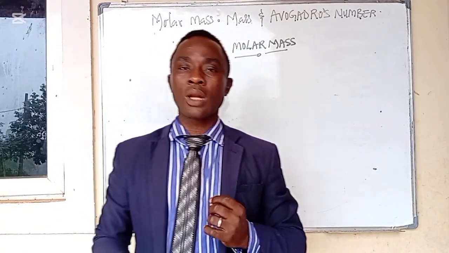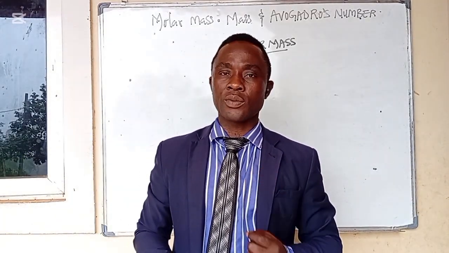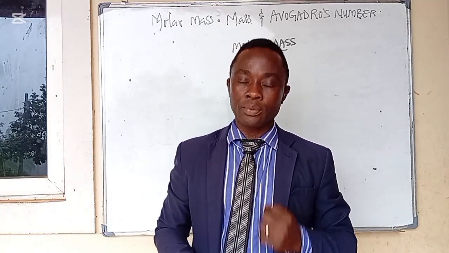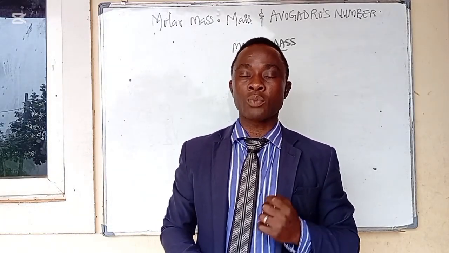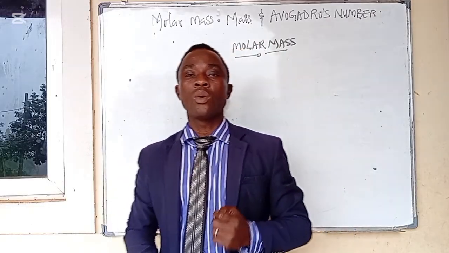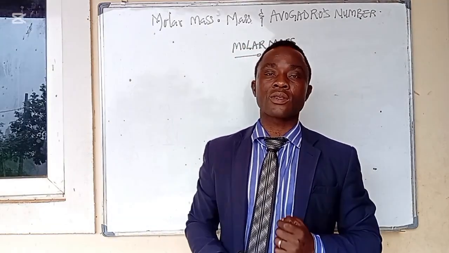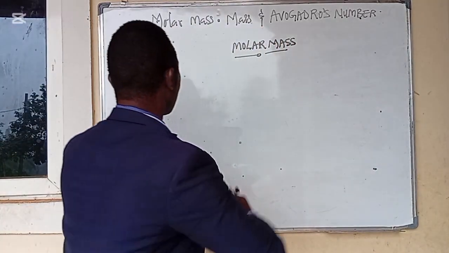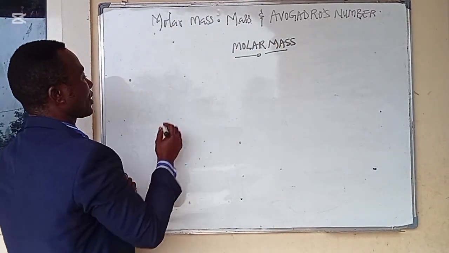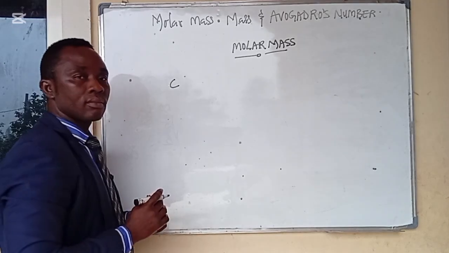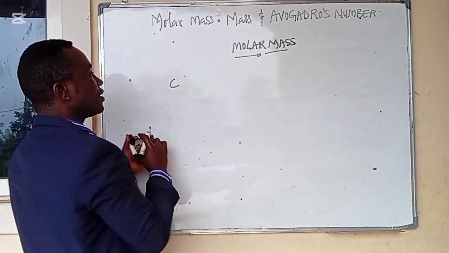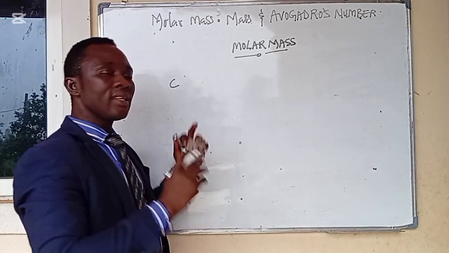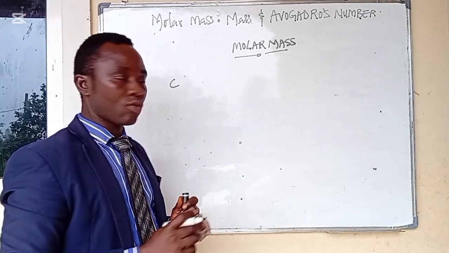We can calculate the molar mass of a substance from the atomic mass that is provided in the periodic table. We can use it to get the molar mass of a substance. Now, let's say, for example, the molar mass of carbon. The molar mass of carbon is equal to the atomic mass of carbon. Why? Because carbon exists as an atom.